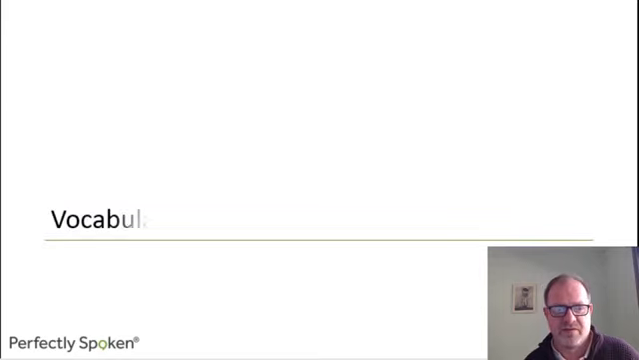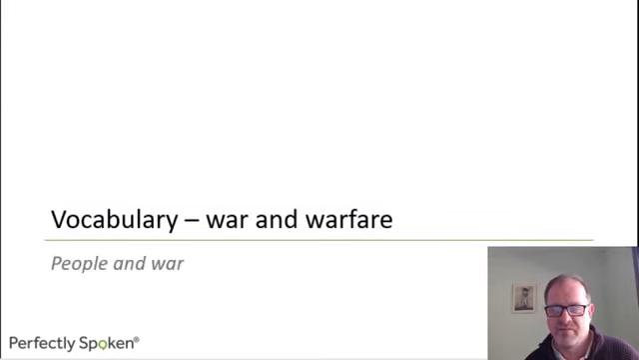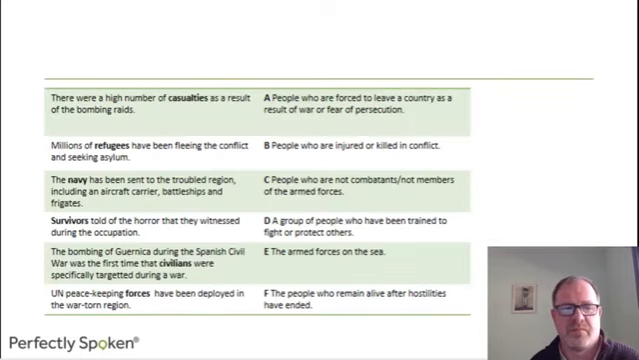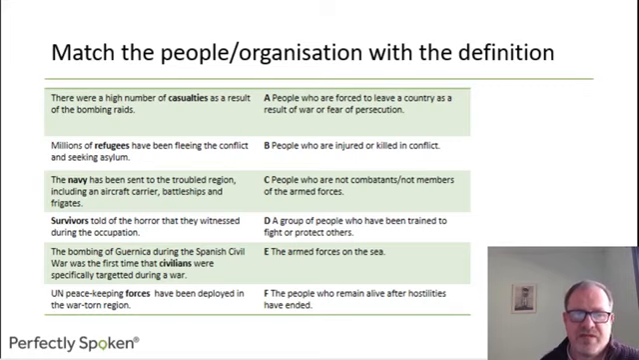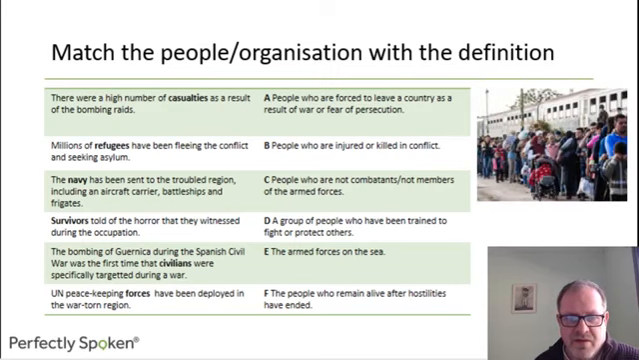Okay, let's have a look now at some other vocabulary related to warfare, people and war. So I want you to match the people or the organization with the definition. So, there were a high number of casualties as a result of the bombing raids. Casualties. Which of the definitions, A, B, C, D, E, or F, matches the word casualties?